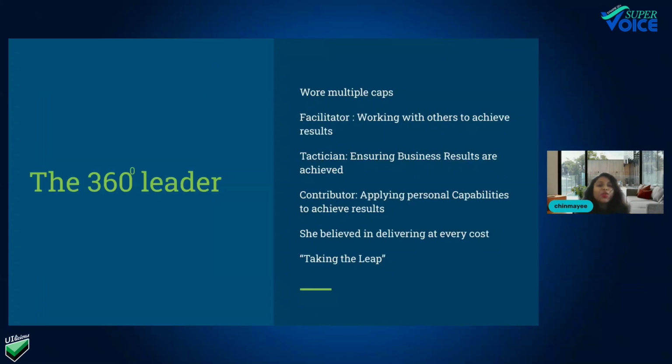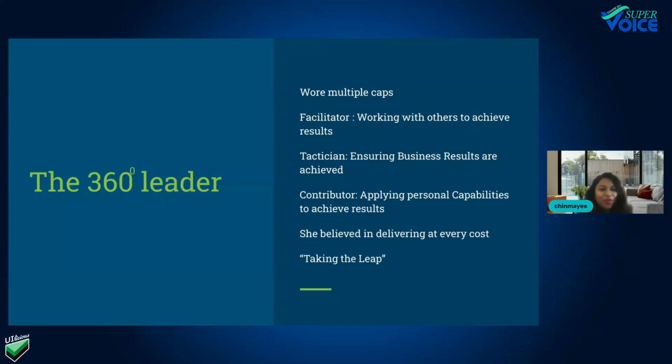Why? Because she wore multiple caps. She played the role of a facilitator, working with others to achieve the results. She was a tactician, ensuring the business results are achieved. She is a contributor, applying personal capabilities to achieve results. Remember, one of her strengths was collaboration culture. She collaborated with the people, with the suppliers, with the manufacturers, and with several departments in the industry to keep the ball rolling. She believed in delivering at every cost.